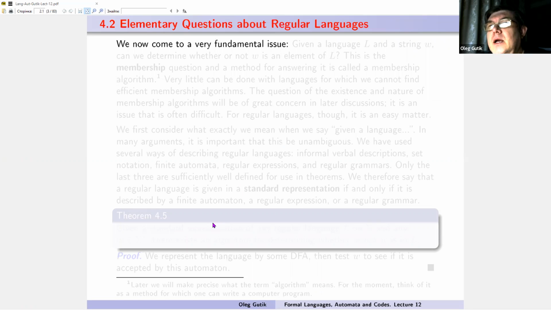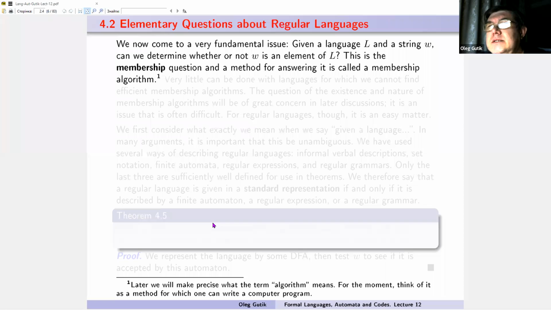We now come to a very fundamental issue. Given a language L and a string W, can we determine whether or not W is an element of the language L? This is a membership question, and a method for answering it is called a membership algorithm.